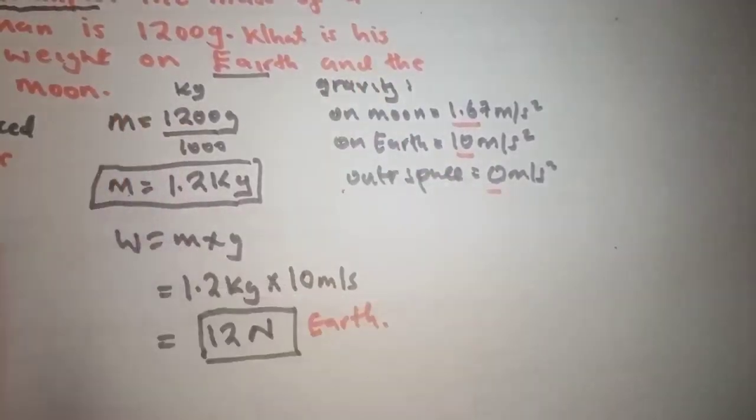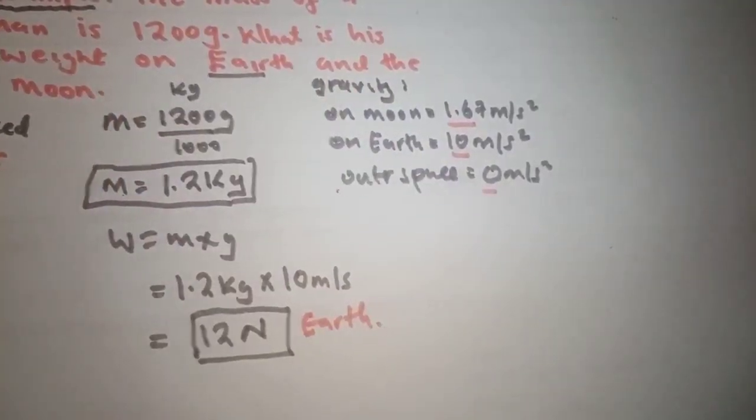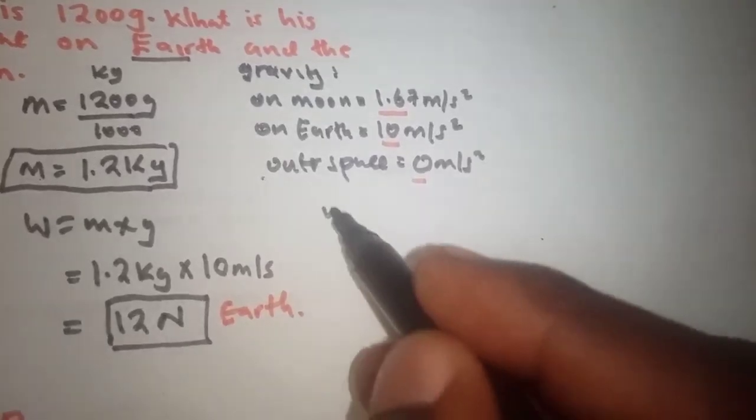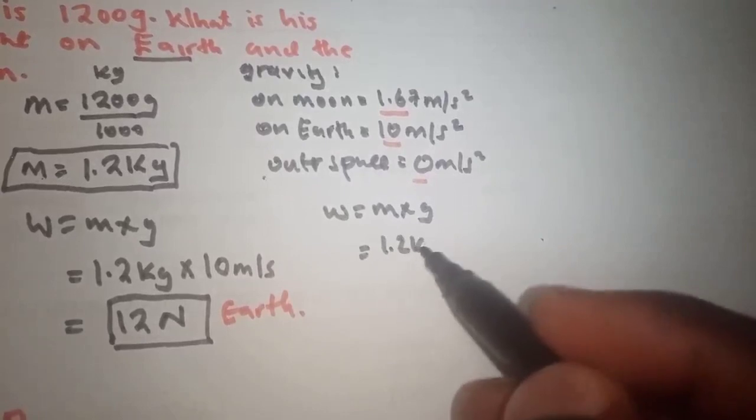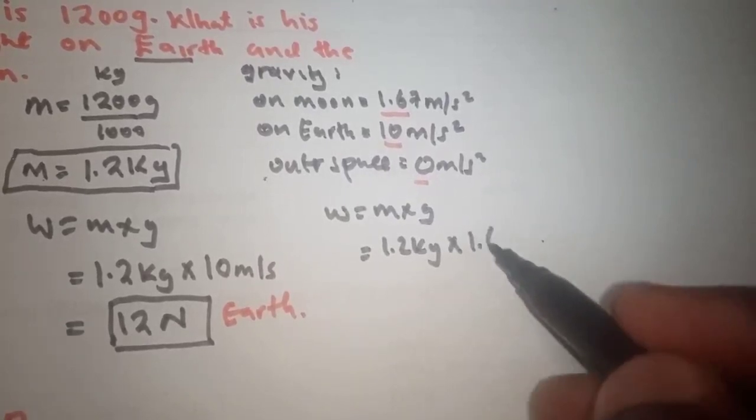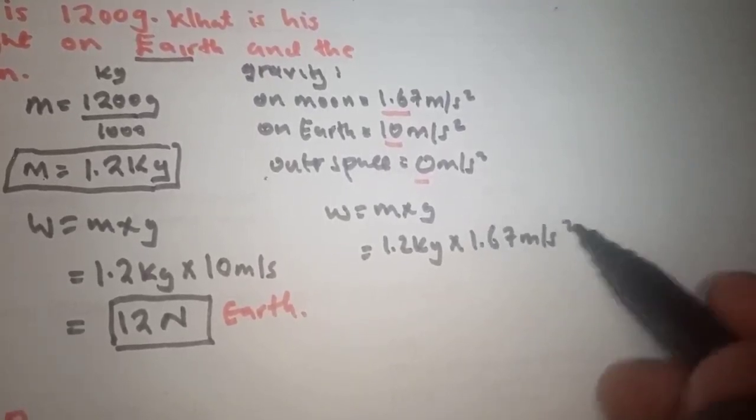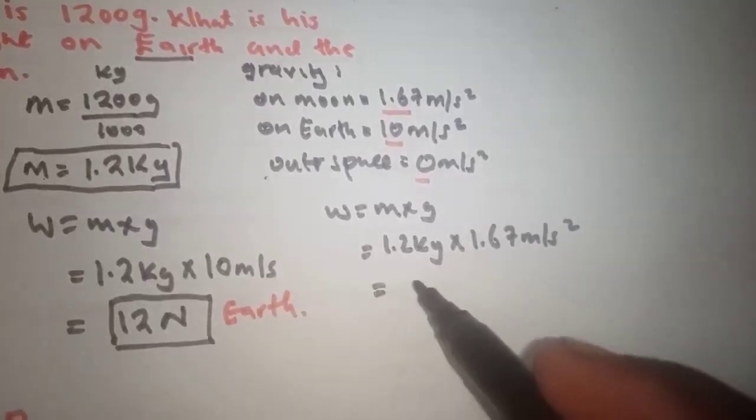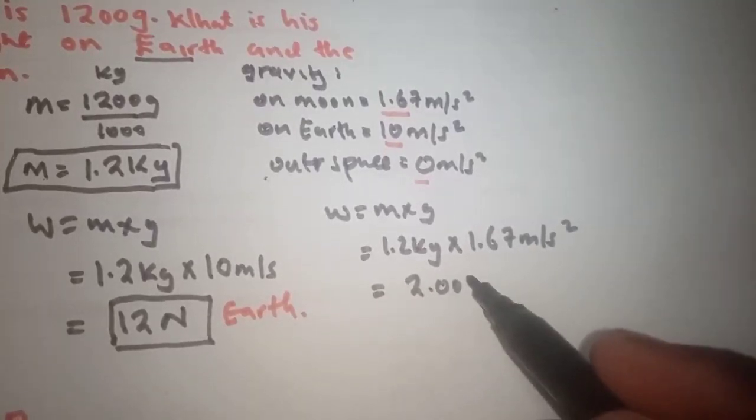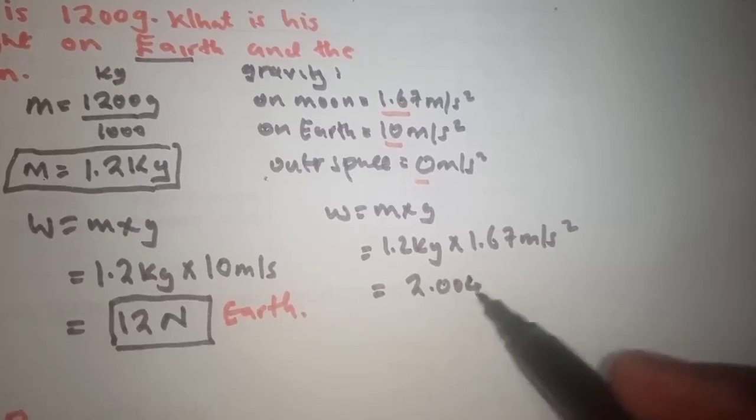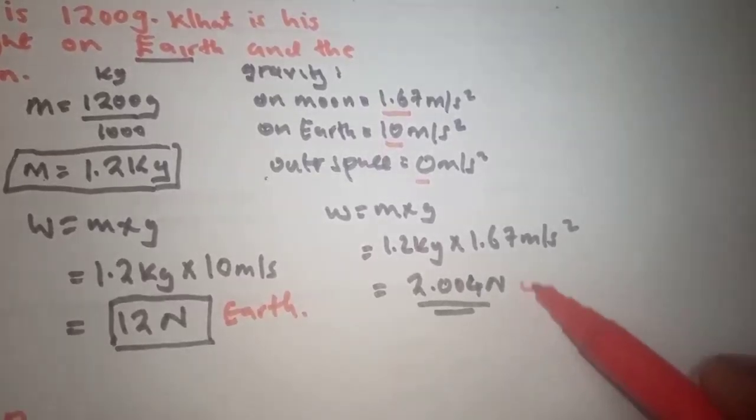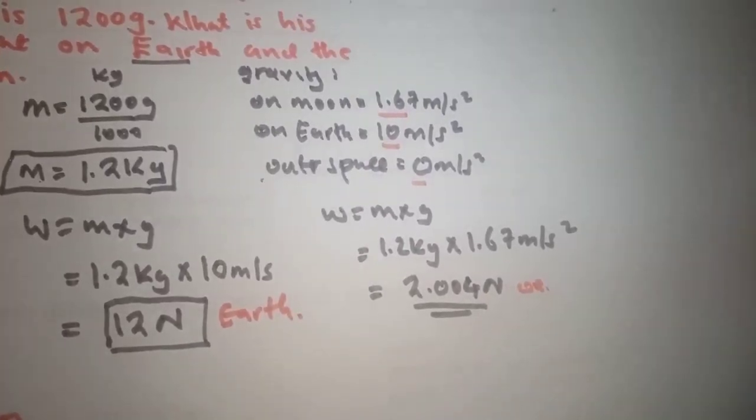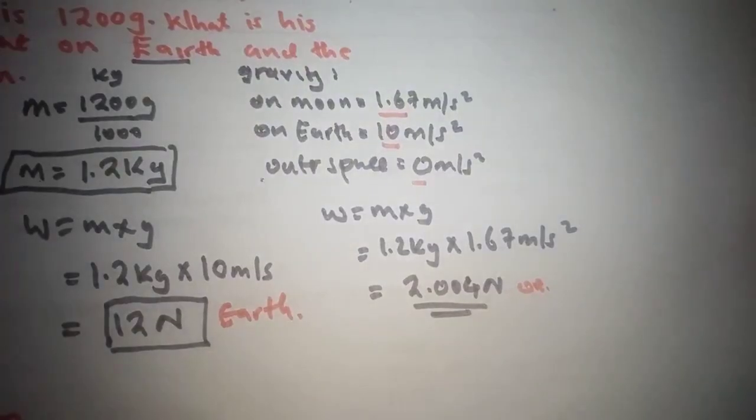The question says, and on the Moon. Let's find the weight on the Moon. Weight is equal to mass times gravity. The mass is 1.2 kg times 1.67 meters per second squared, and this will be 2.004 newtons. This is simply the weight on the Moon.